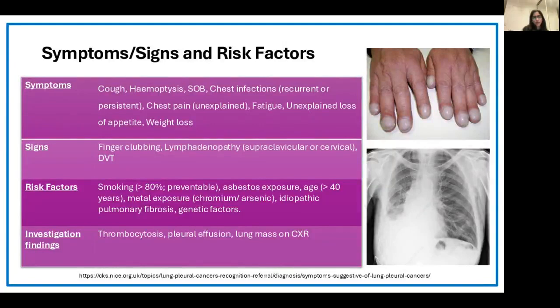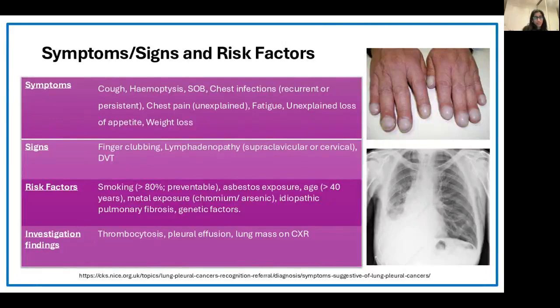And as with any cancer, we get constitutional symptoms that include fatigue, unexplained loss of appetite, as well as some weight loss. In terms of examination findings, you can see some clubbing. That's common with lots of different conditions, but lung cancer is one of them. You can have some enlarged lymph nodes, and the ones to look out for in lung cancer would be supraclavicular or cervical.